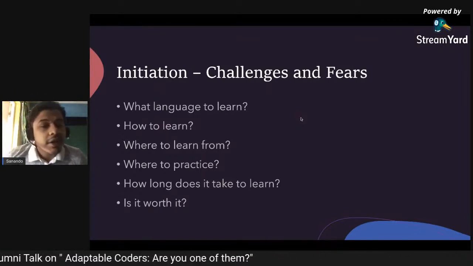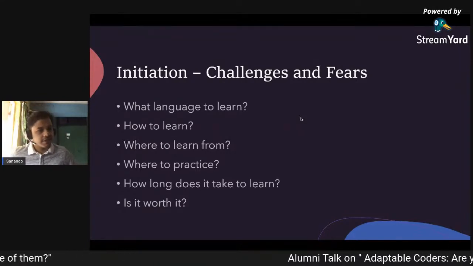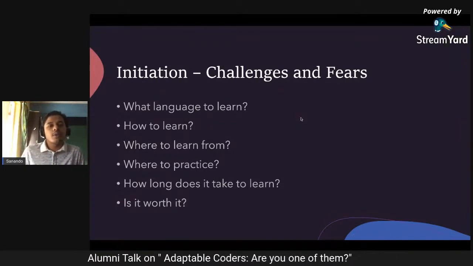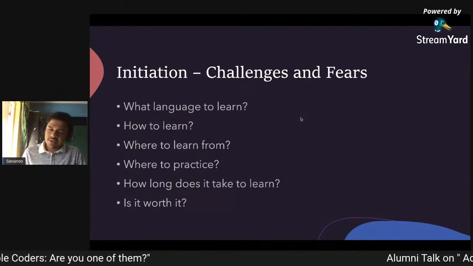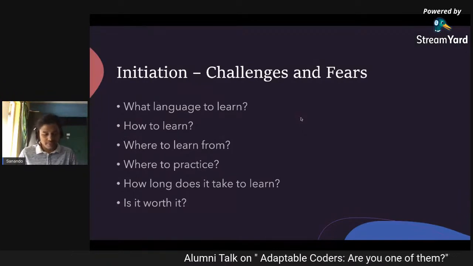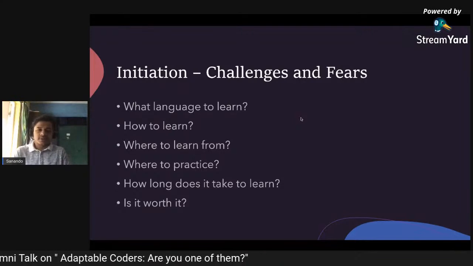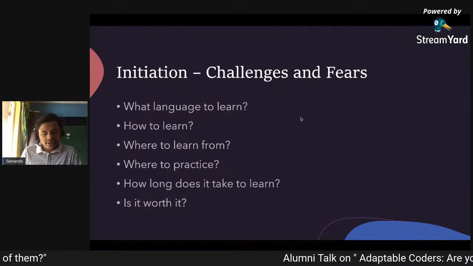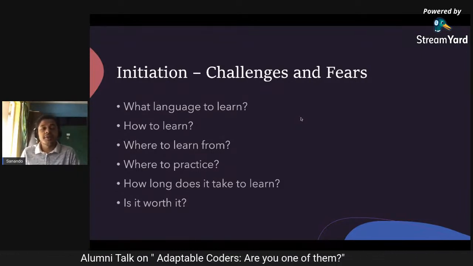How to learn? How to learn is something that, like I mentioned all over this session today, is simply to open up any one of the coding websites, competitive coding websites, start learning, start doing the programs. Wherever you face issues, open up Stack Overflow, open up Geeks for Geeks or Tutorials Point, anything, and just find the solutions to the problems that you need.